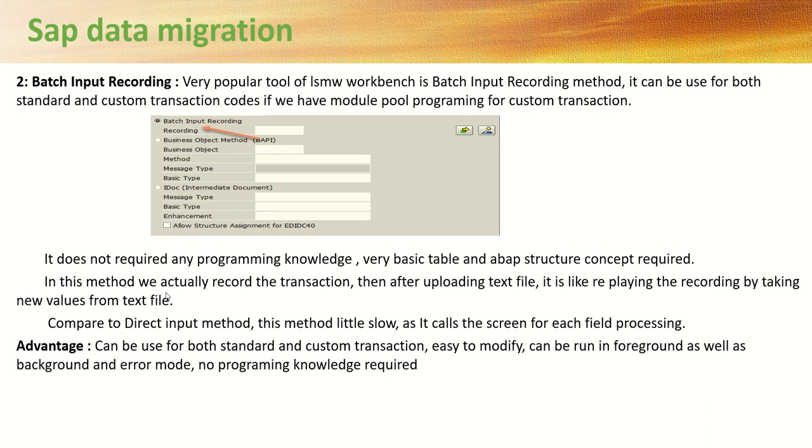In this method, we actually record one transaction. Then, after uploading the text file, it is like just a replaying of the recording by taking the new input values from the text file. Compared to the direct input method, this method is a little slow as it calls the screen for each field processing. The advantage, this can be used for both standard and custom transactions. It is very easy to modify. We can run in foreground as well as in background mode. We can see the errors, and majorly it does not require any programming knowledge.